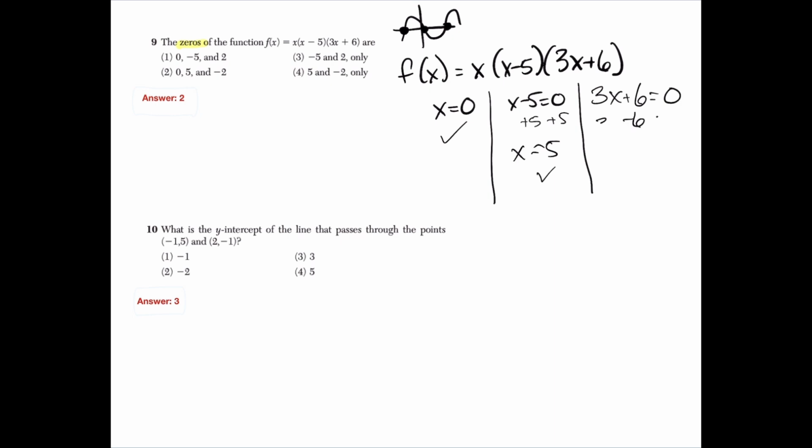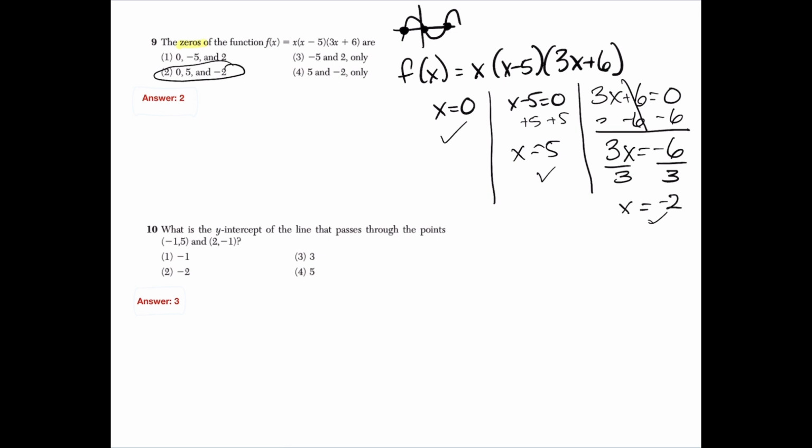And we're going to do the same thing over here with this one. I'm going to subtract 6 on both sides to make a 0 pair. So now 3x is equal to negative 6. And now I'm going to divide both sides by 3. X is equal to negative 6 divided by 3, which is negative 2. So this is true when x is equal to 0, when x is equal to 5, and when x is equal to negative 2. And that is choice 2.